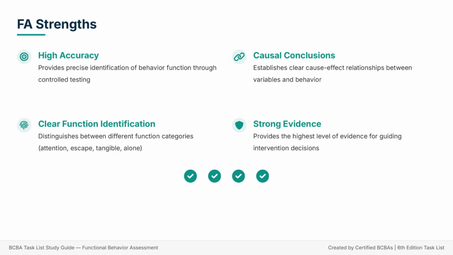Functional analysis provides several key advantages. It offers high accuracy because variables are directly tested. It allows for causal conclusions, not just correlations. It clearly distinguishes between different functions, such as attention or escape, and it provides the strongest evidence base for intervention planning. This is why FA is considered the gold standard in FBA.